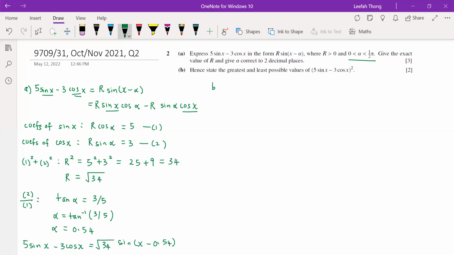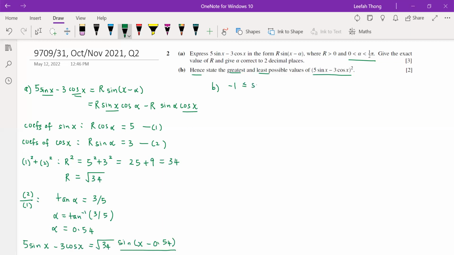Part B. Hence, so we must use the result in part A, state the greatest and least possible values of the square of 5 sine x minus 3 cos x. You look at 5 sine x minus 3 cos x. This can be written in auxiliary angle form. Let's look at the first part here, sine of (x minus 0.54).